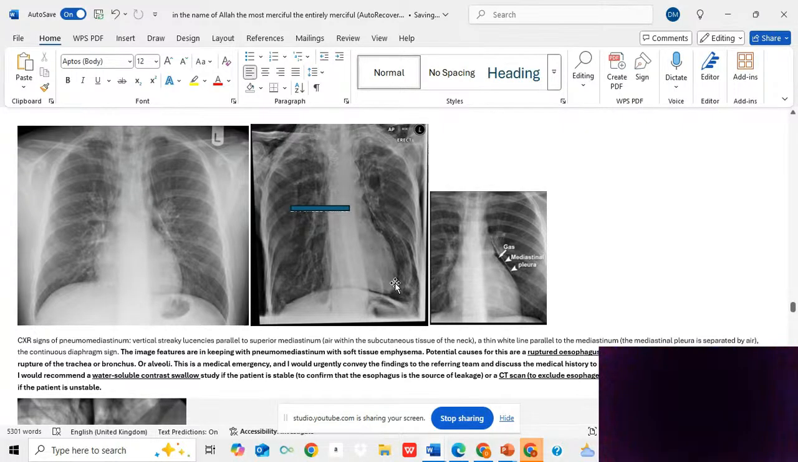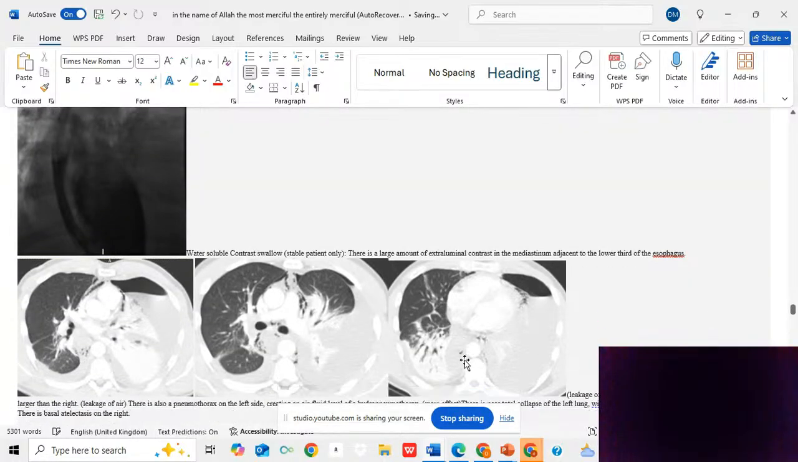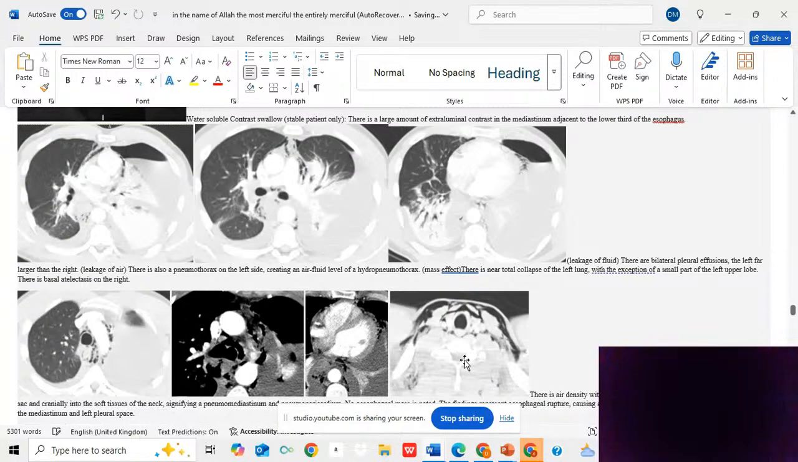Okay, and also to imagine this, I will try to show you another CT. Okay, can you see this? Here, the mediastinal pleura is separated from the mediastinum by air. Also here, the mediastinal pleura is separated from the mediastinum by air. Okay.